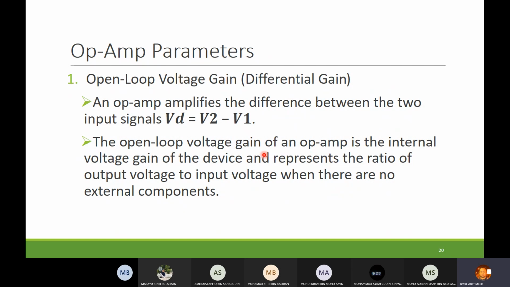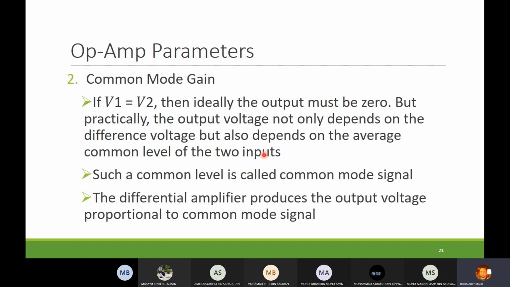So the open loop voltage gain of an op-amp is the internal voltage gain of the device and represents the ratio of the output voltage to input voltage when there are no external components. Okay, so that is for the open loop punya voltage gain.